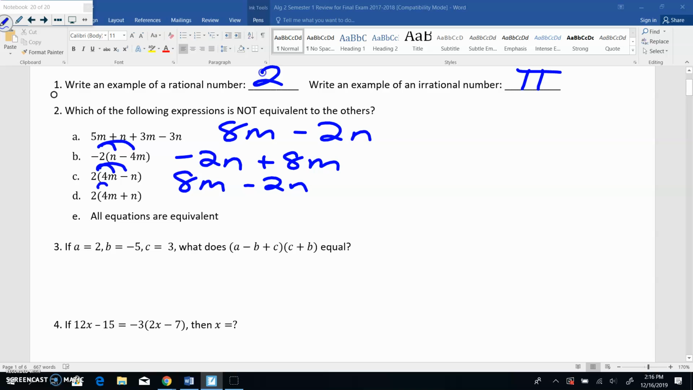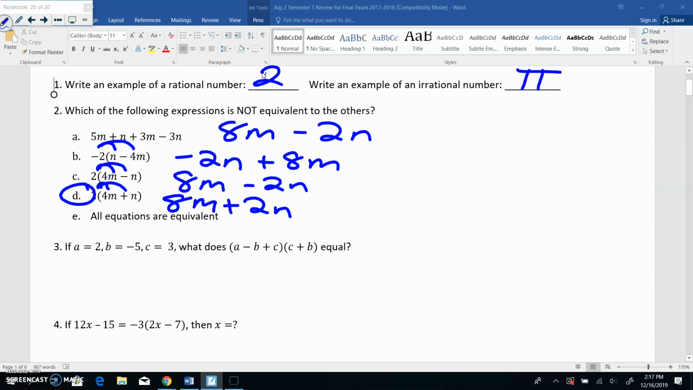All right, finally the last one, I go ahead, I distribute, I get 8m, and I get a positive 2n. That one is different, therefore that is my answer. Okay, so just distribute and or combine like terms for that in order to get to your answers, okay?